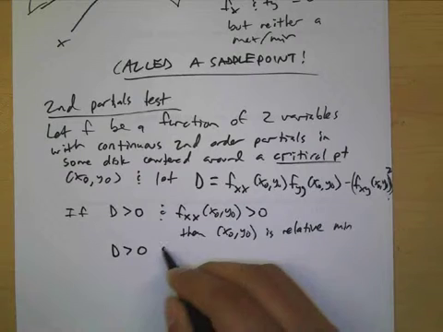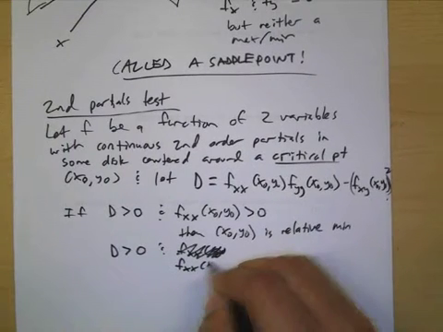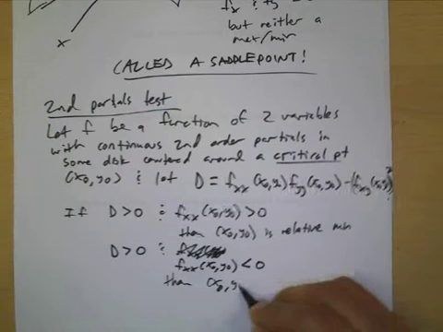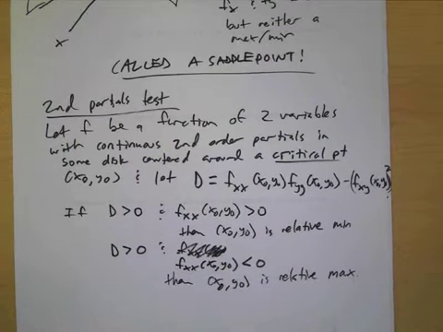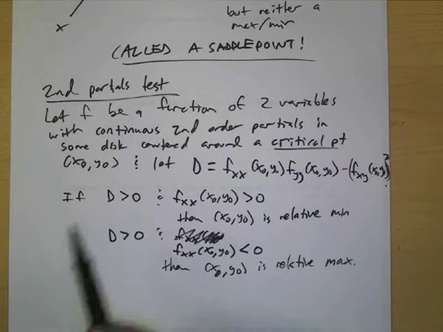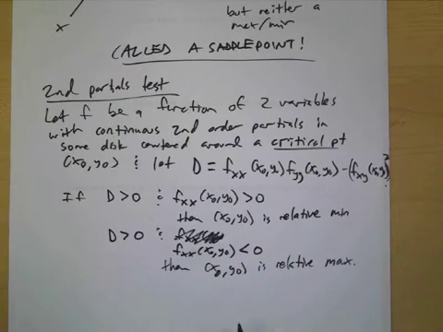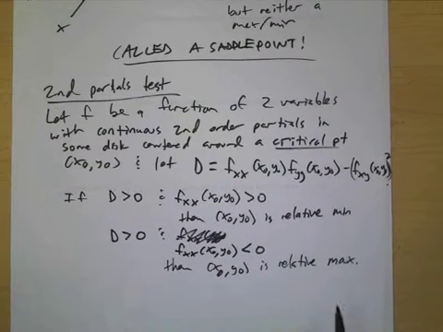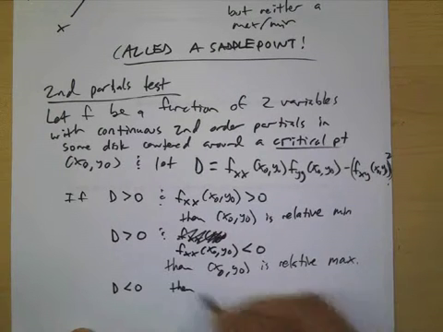Okay, so now if D is greater than 0 and partial xx at (x naught, y naught) is less than 0, then what is it going to give us? Yes, we're going to get a relative max. Remember, there were 3 cases, actually 4. If D is greater than 0 and partial xx is greater than 0, we get a relative min. If D is greater than 0 but partial xx is less than 0, we get a relative max. What if D is less than 0? That's a saddle point.